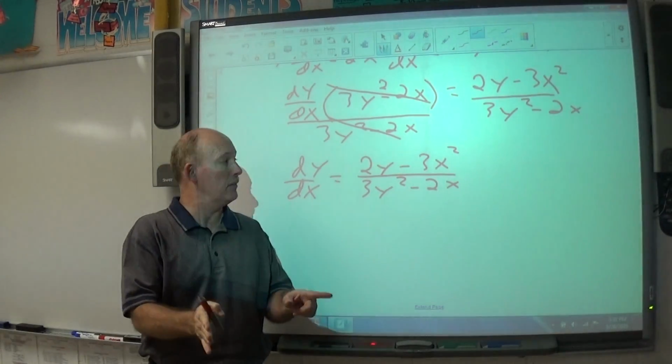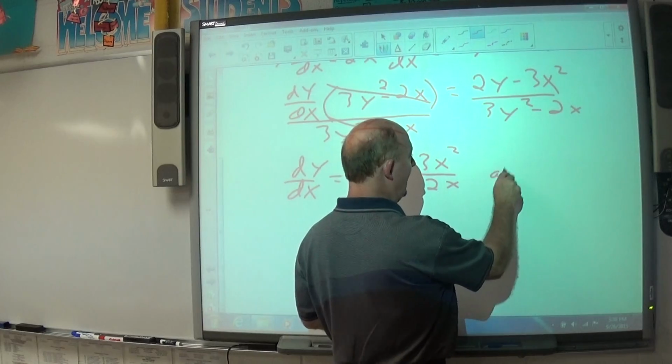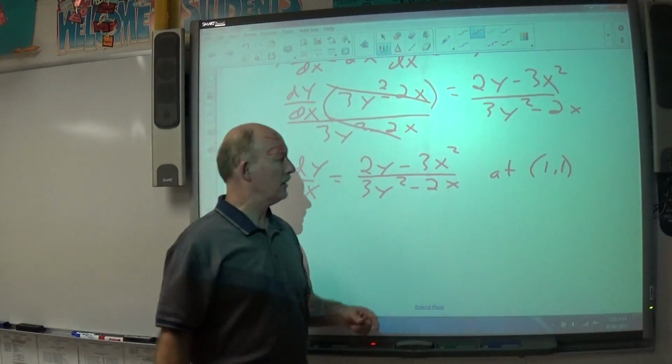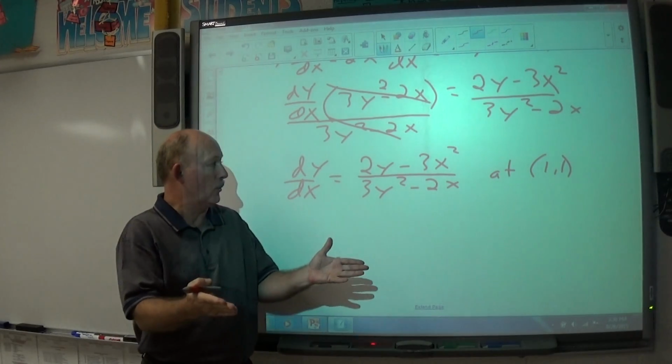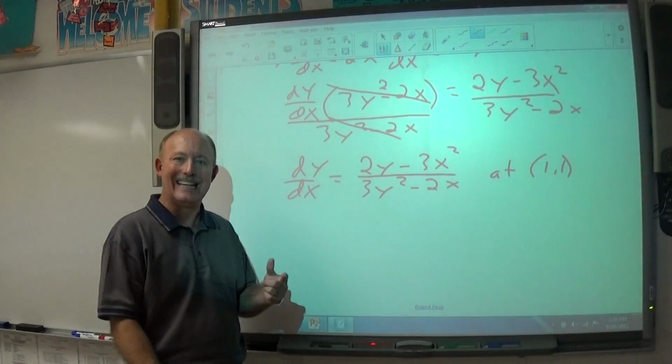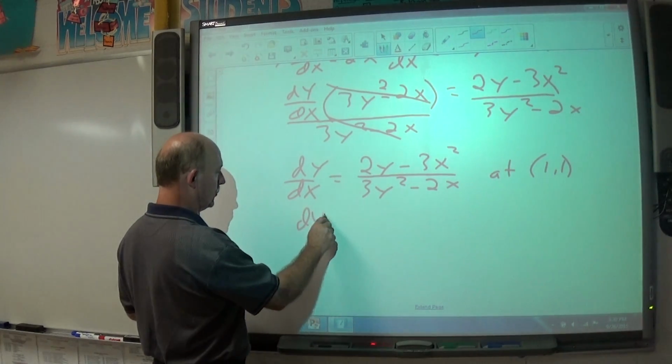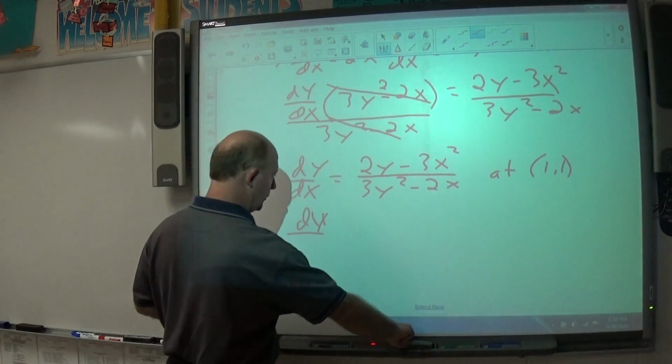Remember, now we're trying to get our slope at the point (1, 1). That means substituting 1 in for x and 1 in for y. Let's see what we get for our slope. So dy over dx is going to be equal to, to get our slope.